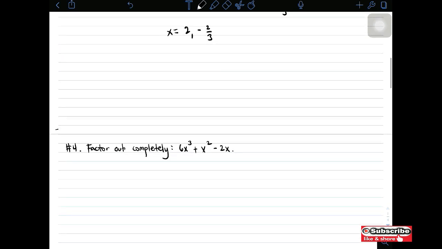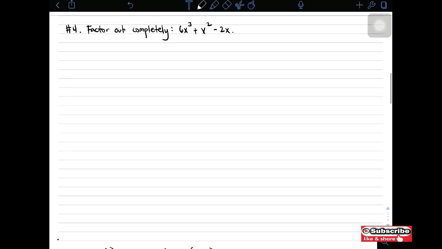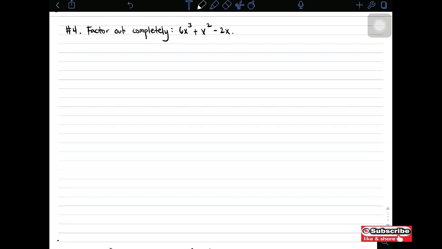Let's proceed with item number 4. Yan, third question natin. Factor out completely. We have here 6x cubed plus x squared minus 2x.